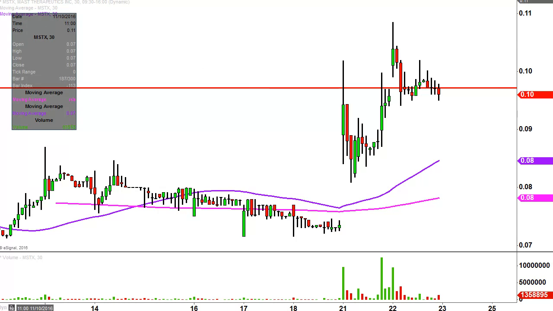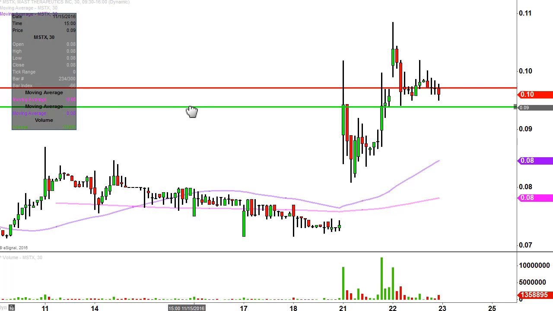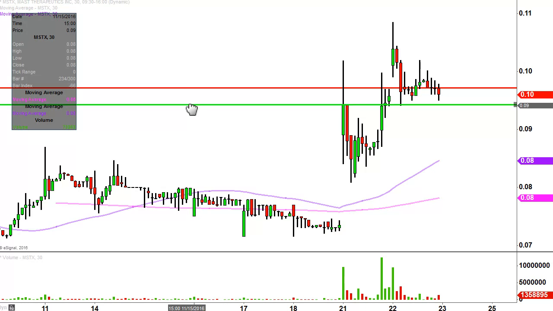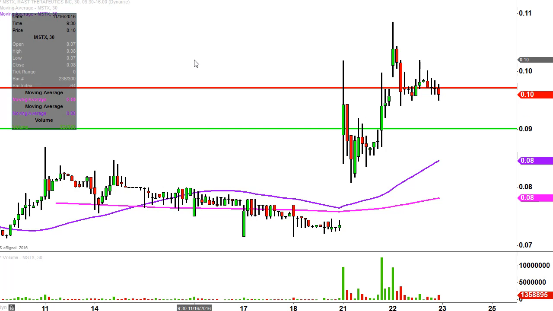Again, that's that overall level of support. Ideally, if the price can maintain above this point right there at 9 cents, that would by far make the chart look the strongest going forward. But if the price does drop below 9 cents, by no means am I saying that everything's ruined or anything like that. That would just be, like I said, that preferable area that would make the chart look the strongest.